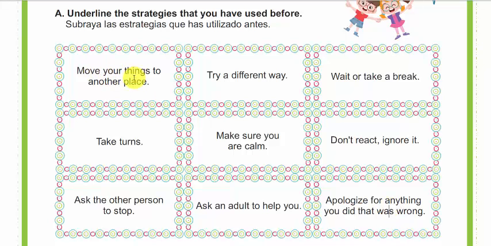Well, what this says in Spanish is: move your things to another place, es mover tus cosas a otro lugar. Try a different way, probar con una forma diferente. Wait or take a break, esperar o tomar un descanso. Take turns, tomar turnos. Make sure you are calm, asegúrate de estar calmado. Don't react, ignore it, no reacciones, ignóralo. Ask the other person to stop, pedir a otra persona que pare. Ask an adult to help you, pedir a un adulto ayuda. Apologize for anything you did that was wrong, disculparse por todo lo que hiciste mal.